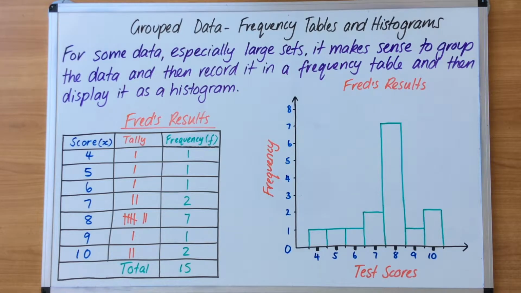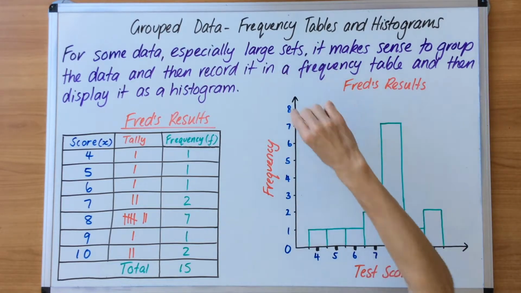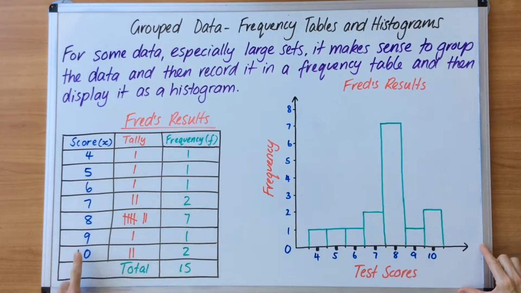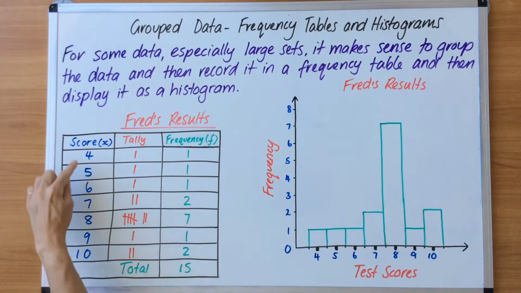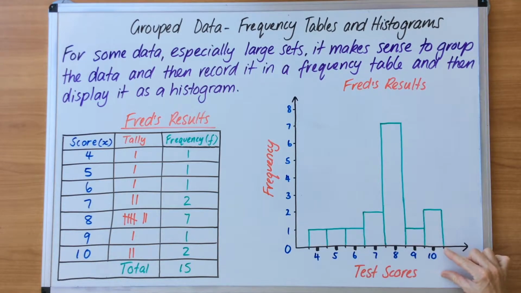Let's take a look at how we draw this histogram. We have the x-axis as indicated and the y-axis. We know that the score sits on this axis and the frequency sits on this axis here. They're labelled accordingly. Now you can see that I've got test scores of 4, 5, 6, 7, 8, 9 and 10. That is reflected over here. So what you see here is written down here.